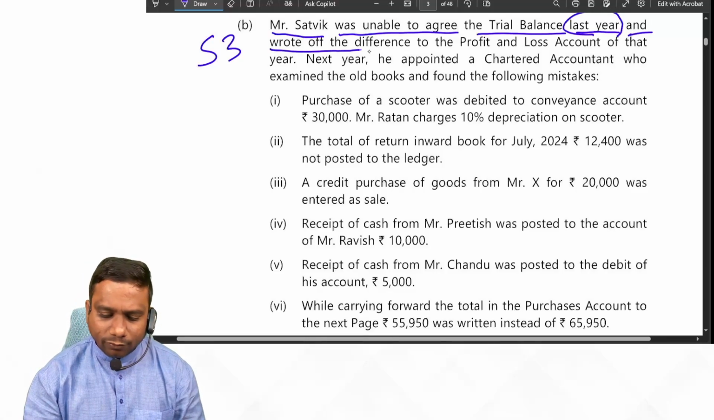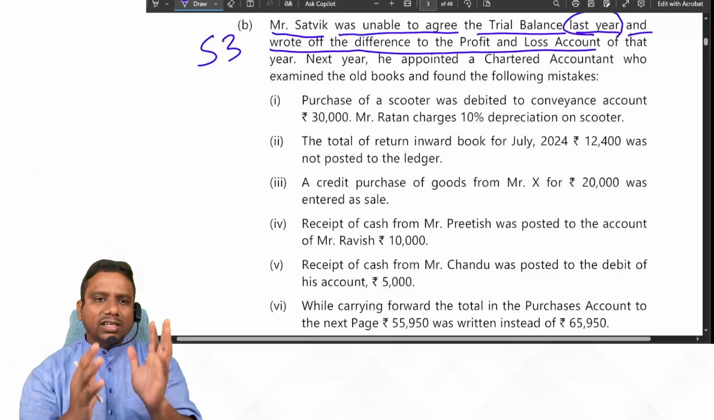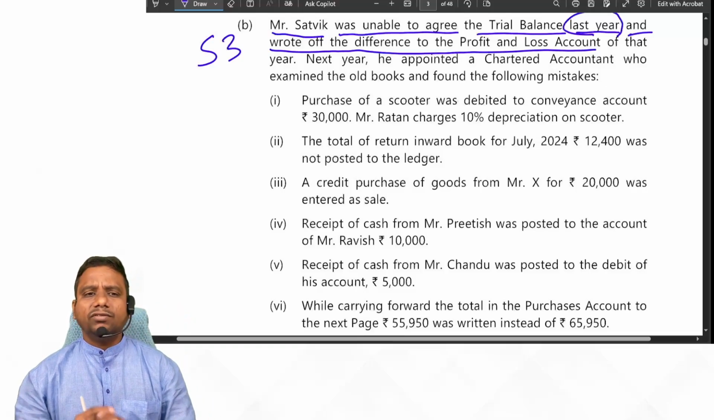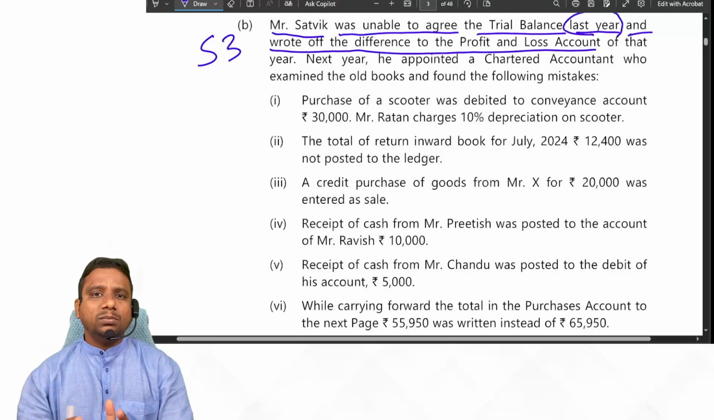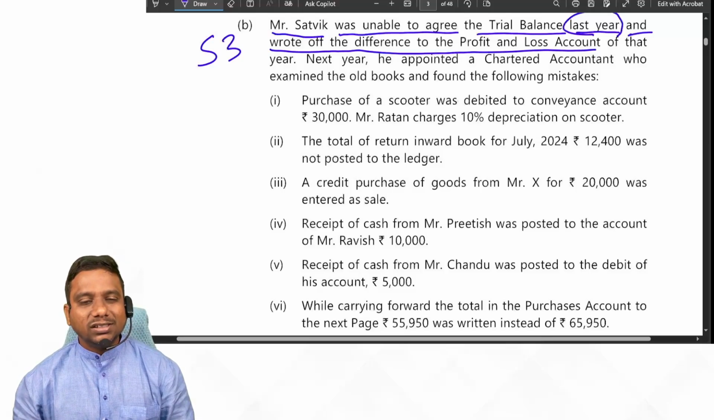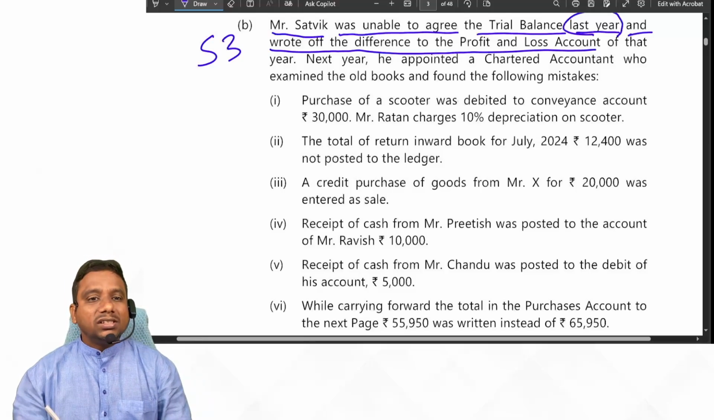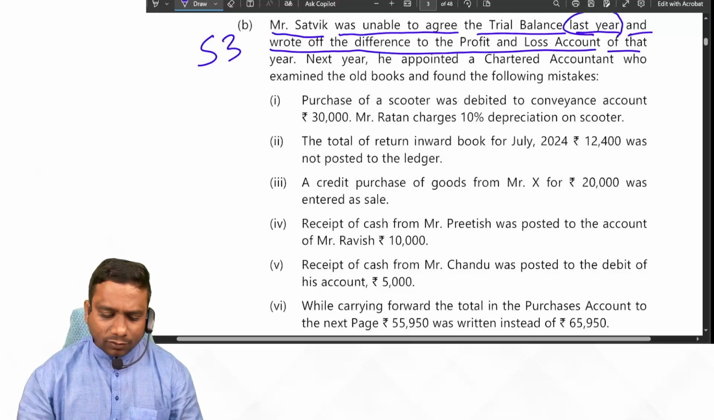And wrote off the difference to the profit and loss account. Observe carefully. Last year we had a difference in trial balance. Generally, the difference in trial balance is transferred to the suspense account. But here what happened? The difference in trial balance is transferred to profit and loss account. That means in the next financial year, if you open the suspense account to record the entry, you don't find any opening balance in the suspense account. This is the care you have to take.